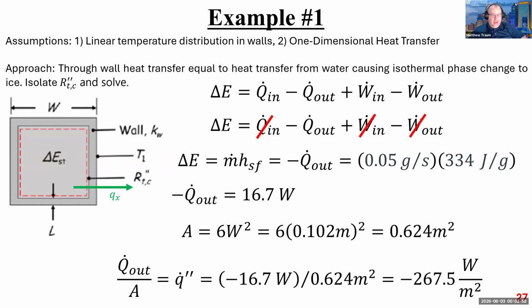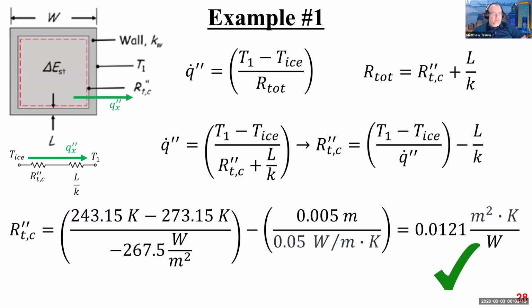So here I am doing that, and I get 267.5 watts per meter squared units of heat flux. Notice that negative sign is still there, right? That negative sign came from here, which came from here. Okay. Now, I need an expression for what this heat flux is.